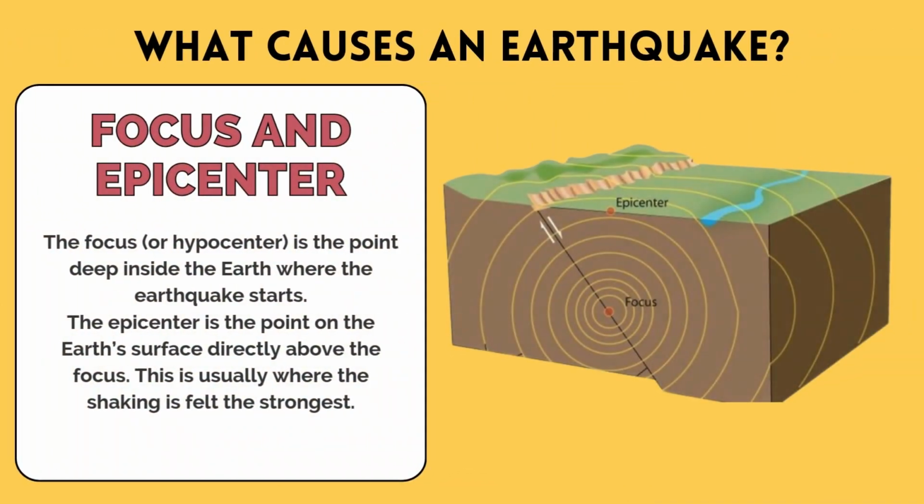Focus and epicenter. The focus, or hypocenter, is a point deep inside the Earth where the earthquake starts. The epicenter is the point on the Earth's surface directly above the focus. This is usually where the shaking is felt the strongest.